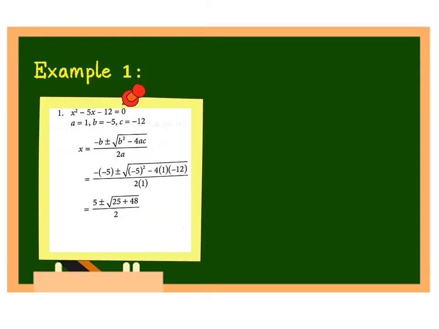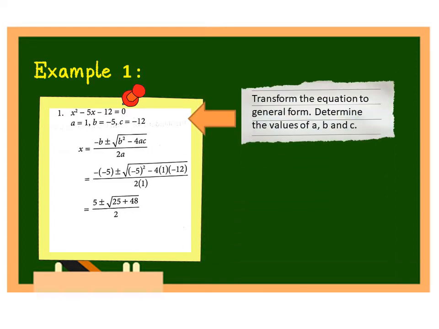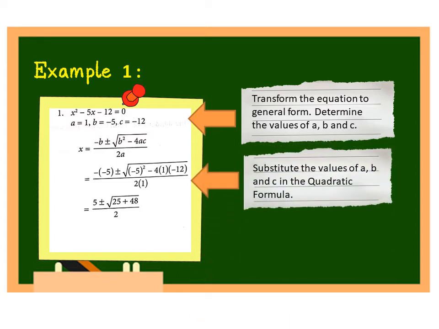Example number 1. x² - 5x - 12 = 0. Transform the equation to general form. Determine the values of a, b, and c. Substitute the values of a, b, and c in the quadratic formula. And you will get the answer of x = (5 ± √73) / 2.